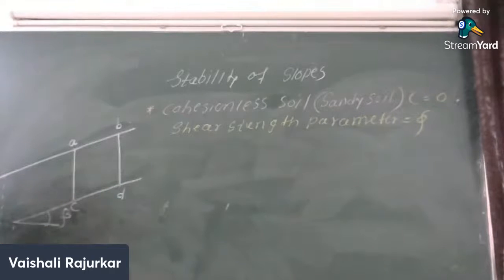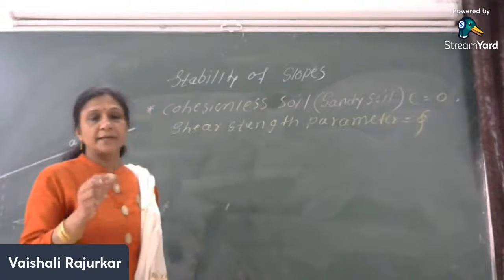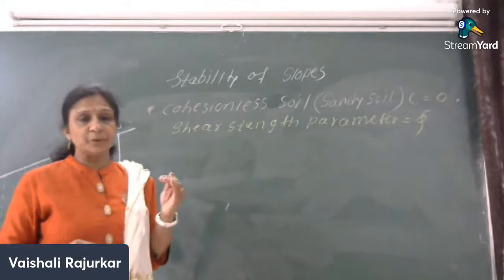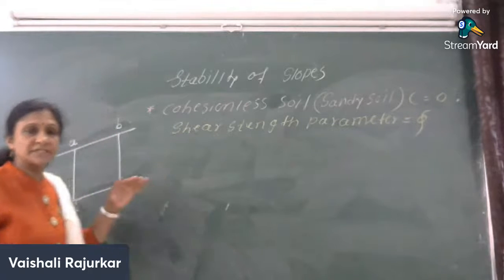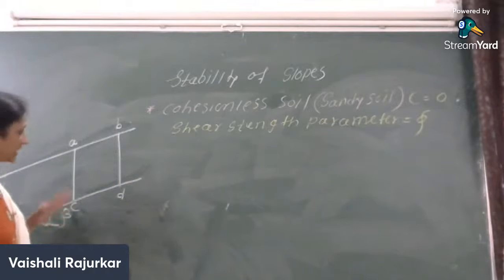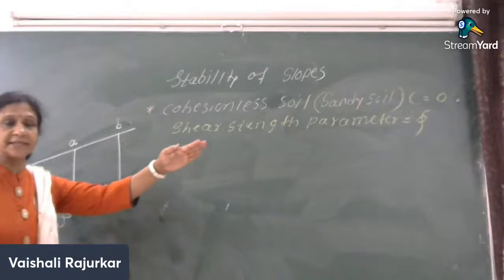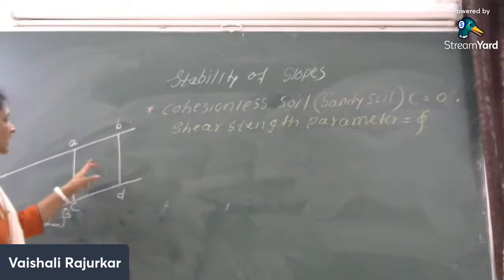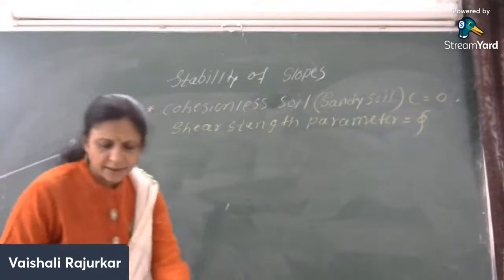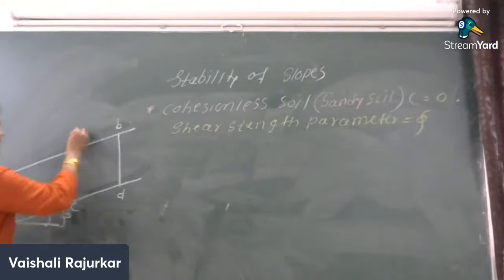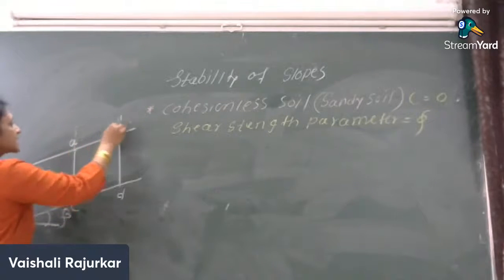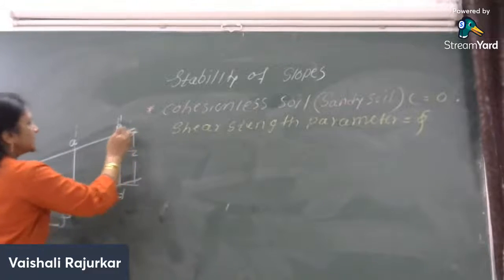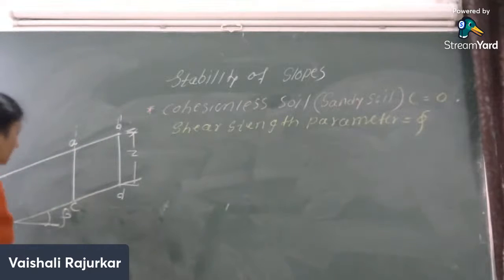This is the small wedge that we have taken into consideration, where there are major components acting on the wedge: the tangential component, that is the shear component, acting in the direction of gravity, and the resisting force acting as a normal force in the upward direction. Another important one is the self-weight of the wedge. Here, D is the width and Z is the height of this wedge.